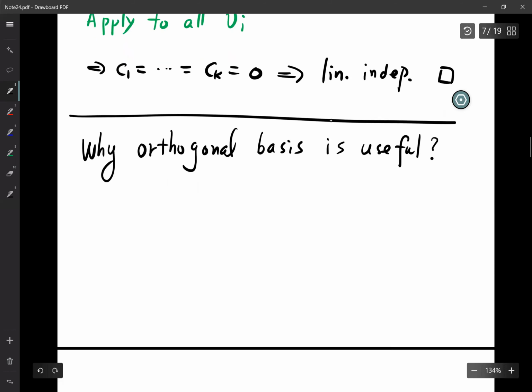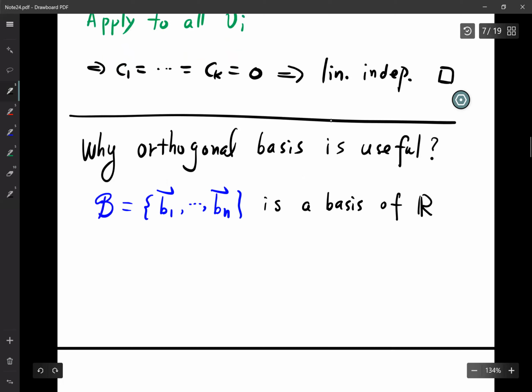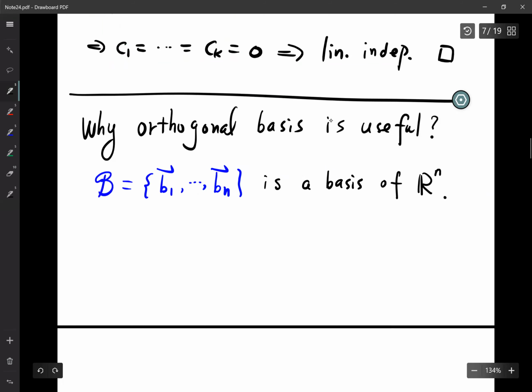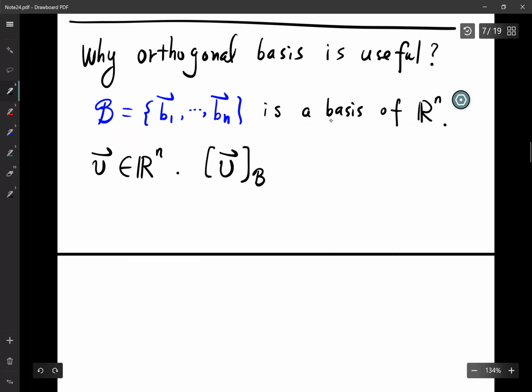So let's say that I start from a basis B1 to Bn, and this is a basis of Rn. And now you give me any vector V that is in Rn. I want to find the B coordinate. How do I find that? I solve a linear system.